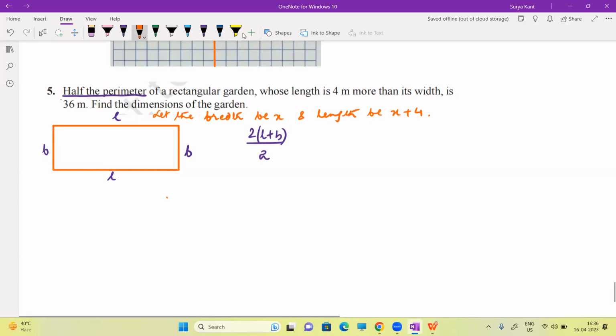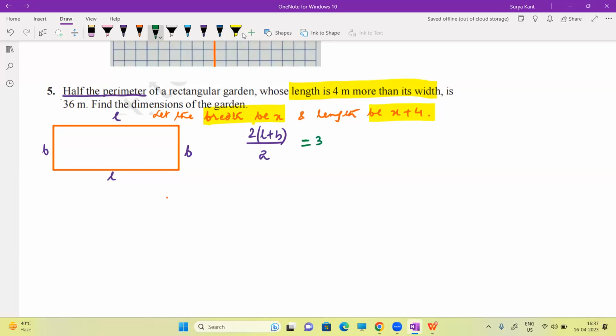This much you understood, because it's mentioned that length is 4 more than its width. If breadth is x, the length will be x plus 4. And another thing is given: half the perimeter of the rectangular garden, whose length is 4 more than its width, is 36 meter. It's not given as x plus y equal to 36 directly. Or you can use another method: let the breadth be x and the length y.